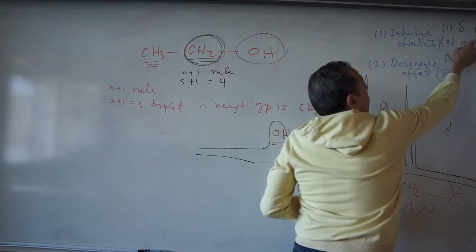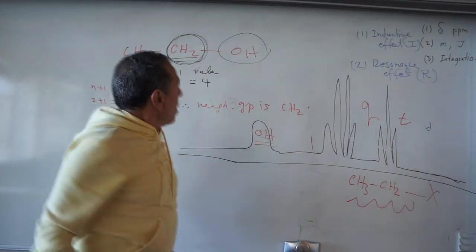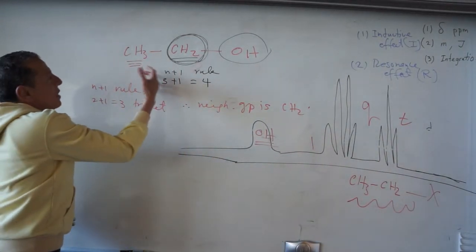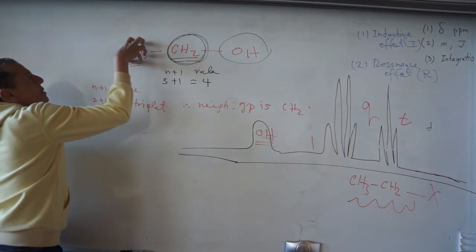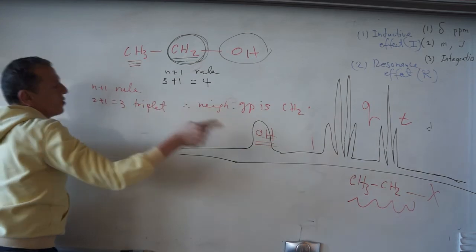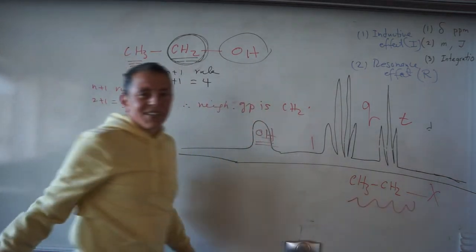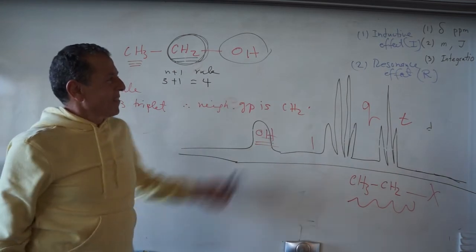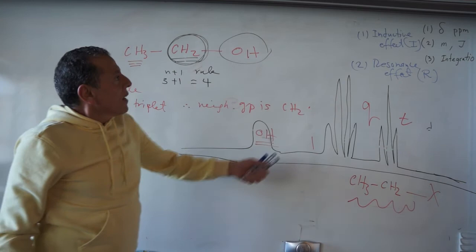So the multiplicity, is it important or not? It is very important. Why? Because it gives you an idea about the neighboring group. So if I know that the neighbor is CH2, I write CH2. If I know it is CH3, then I write that, so I can write part of the structure. So this is the second factor which I would like to explain.